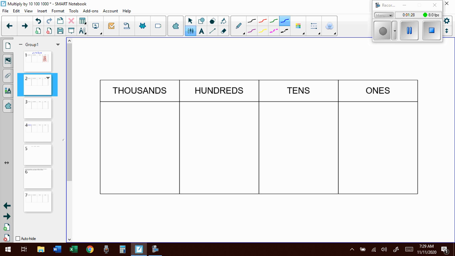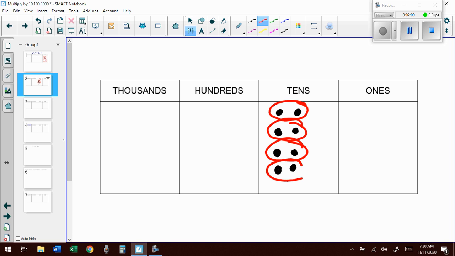Now if I were to jump over here and do 2 tens, and I want to do 2 tens 4 times. I have 1, 2 tens, another 2 tens, another 2 tens, another 2 tens. So I have 2 tens, 1, 2, 3, 4 times.